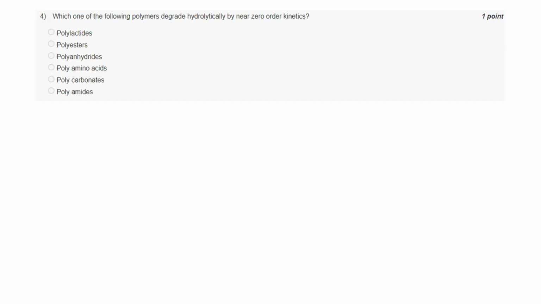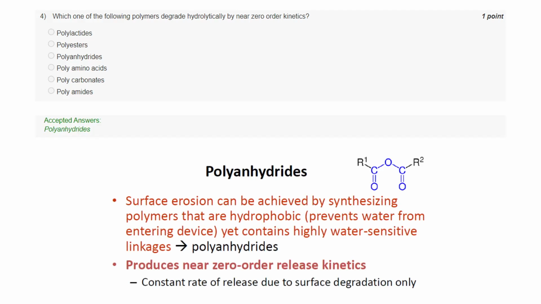Next question was, which one of the following polymers degrade hydrolytically by zero order kinetics? The right answer was polyanhydrides, because they follow surface degradation. As a result, it gives a zero order release kinetics.